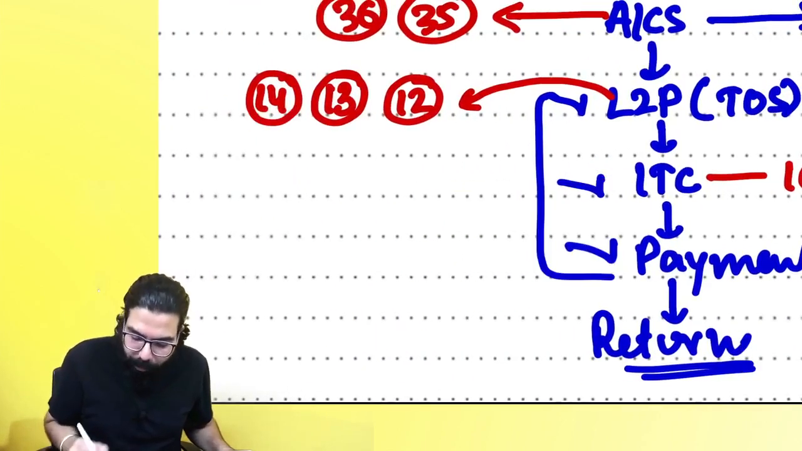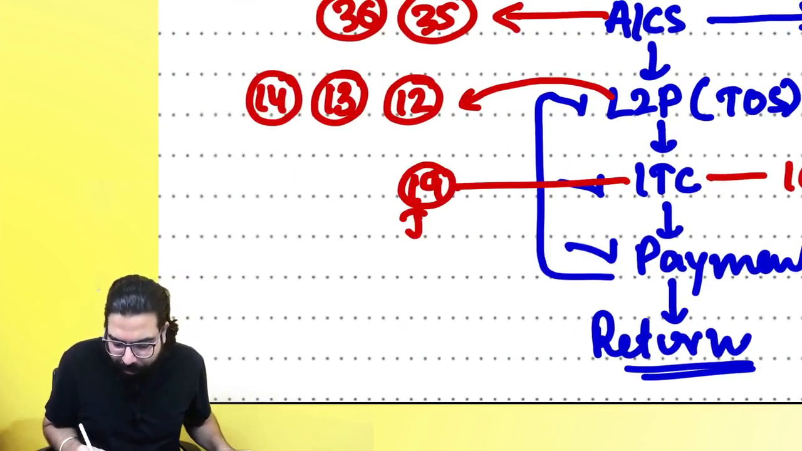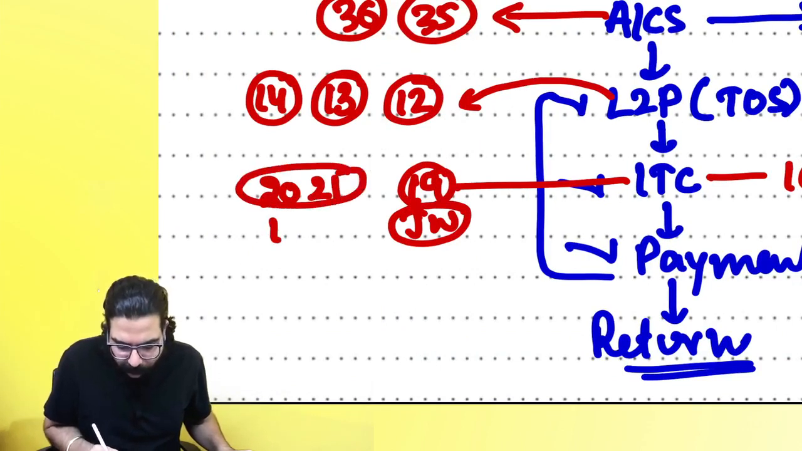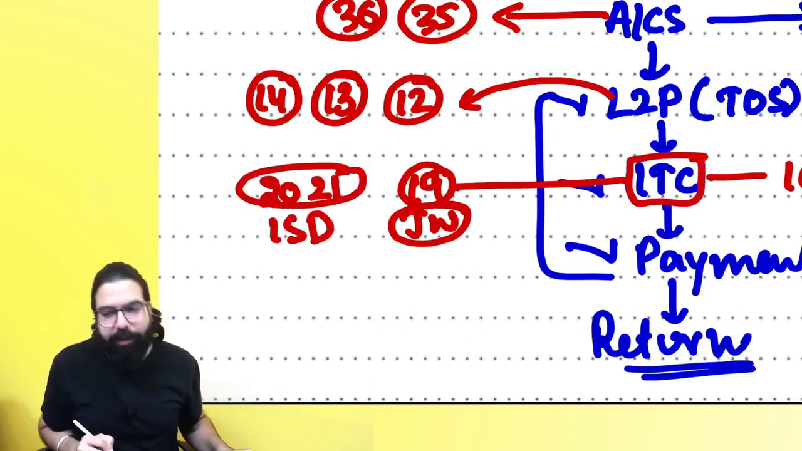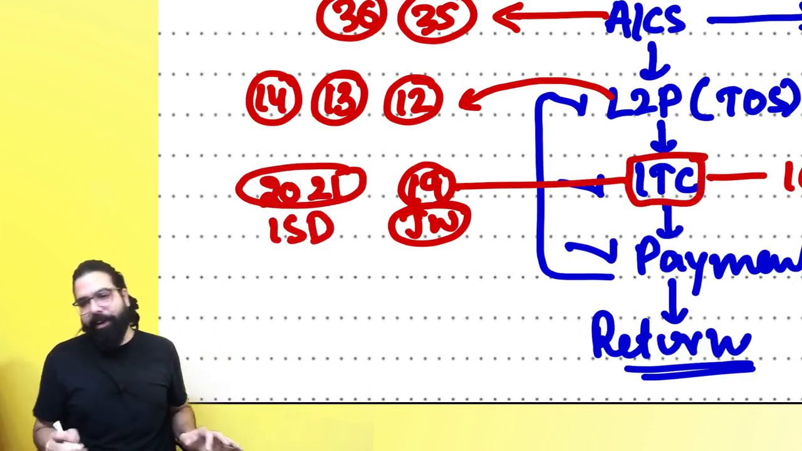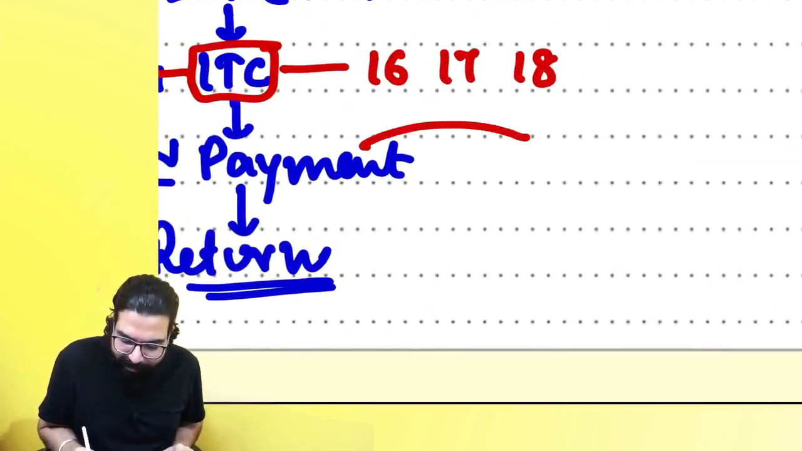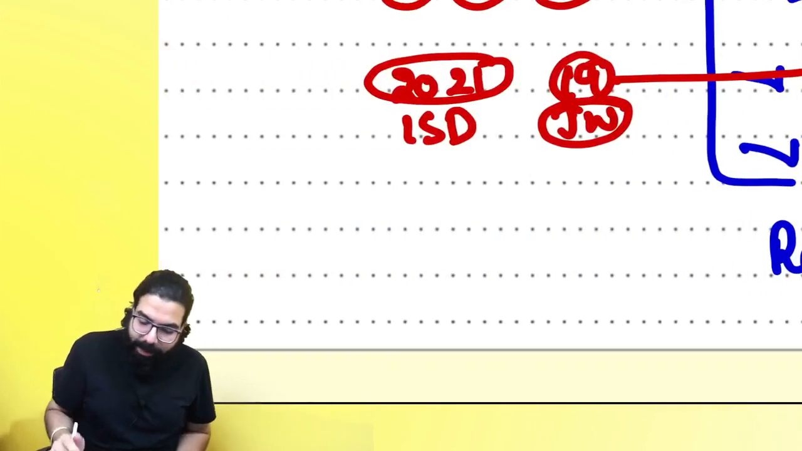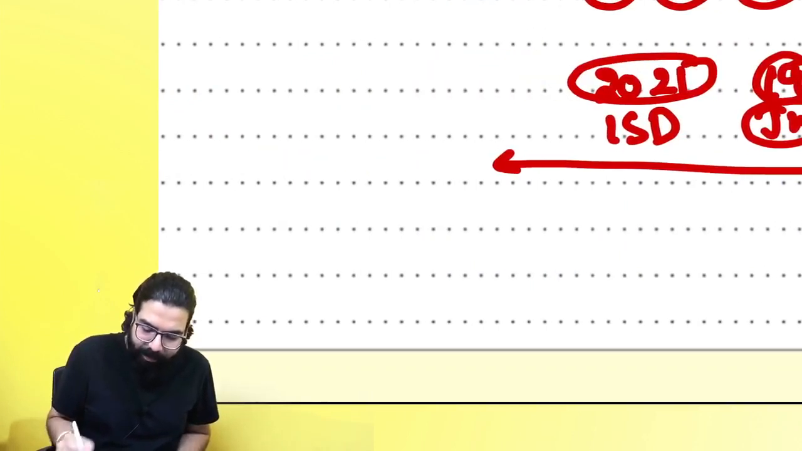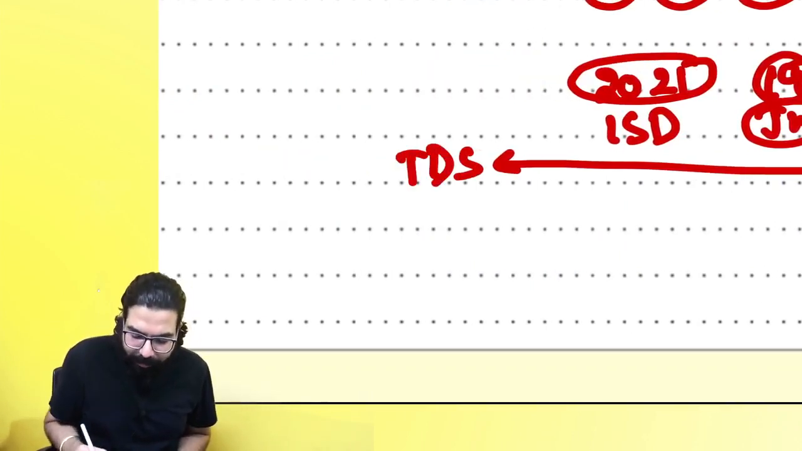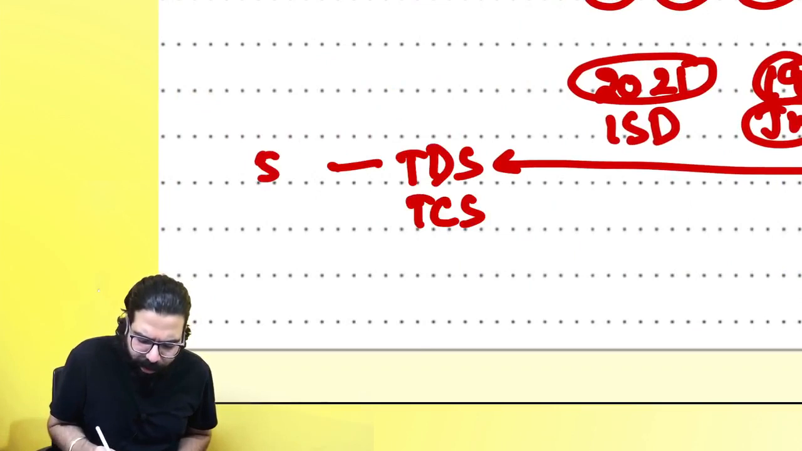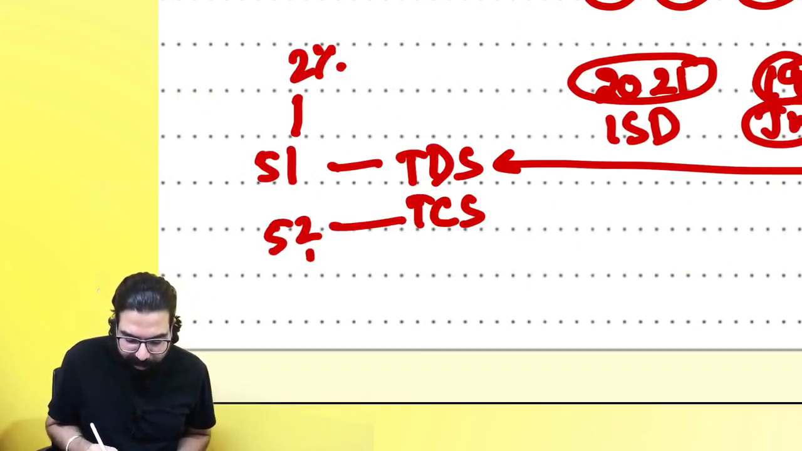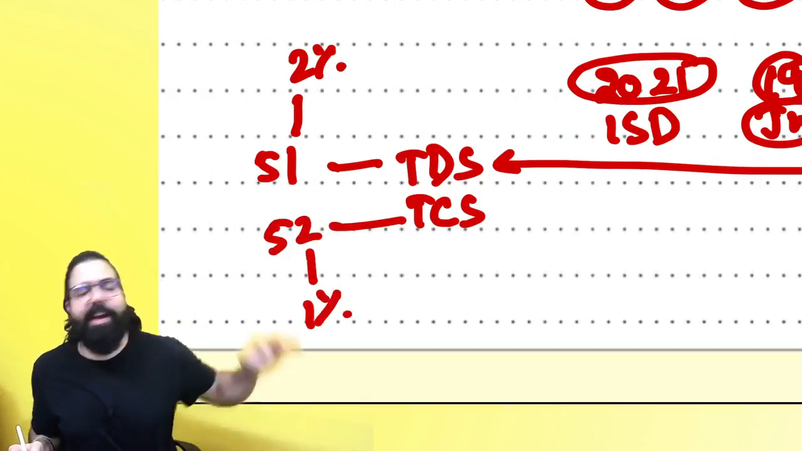And in input tax credit we had section number 19 for job work, and then section number 20 and 21 for ISD. Basically, it's an attached chapter of the input tax credit chapter. Then we had, sir, payment of taxes, section number 49 and section number 50. Along with the payment of taxes, we also learned TDS and TCS. TDS is section number 51, where you always do 2%, and TCS is section 52, where you always do 1% TCS.